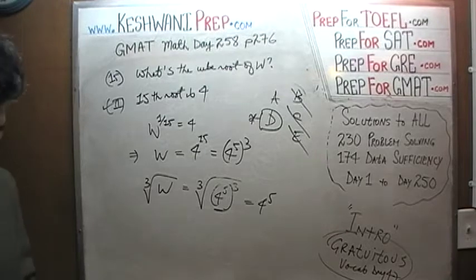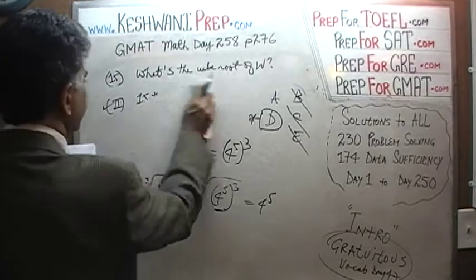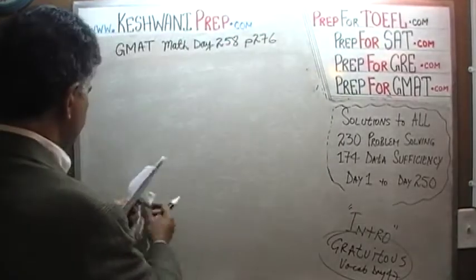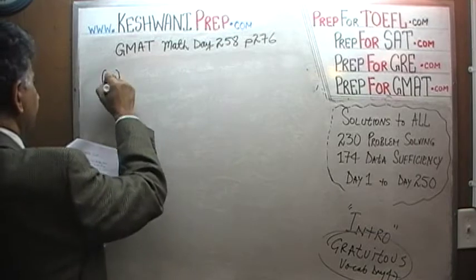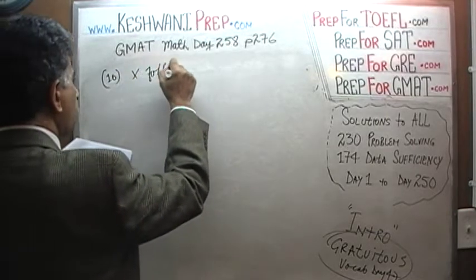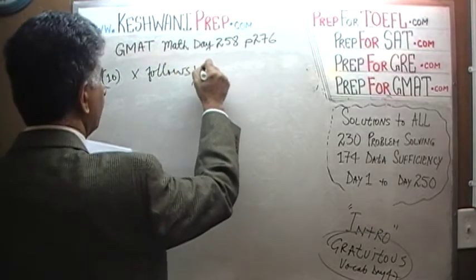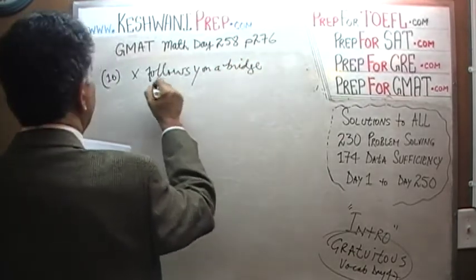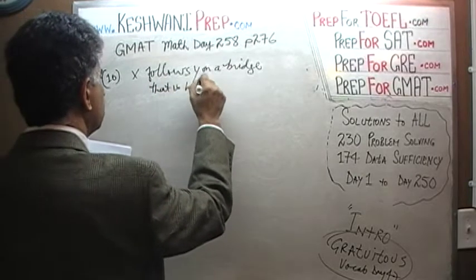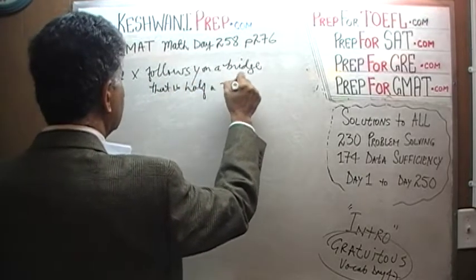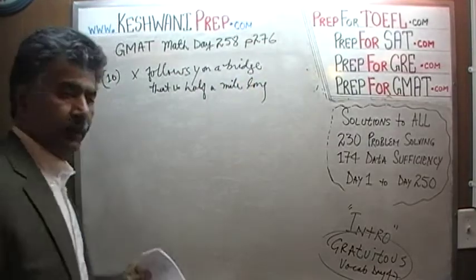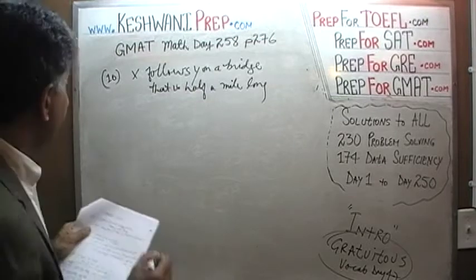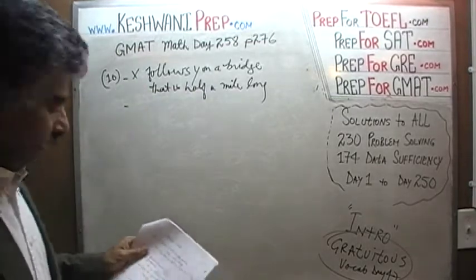Problem number 16. In problem number 16, we are told that x follows y on a bridge that is half a mile long. X is going to follow y on a bridge, and we are told that the bridge is half a mile long. Okay, stay with me in the story. It's very important that we stay in the story.